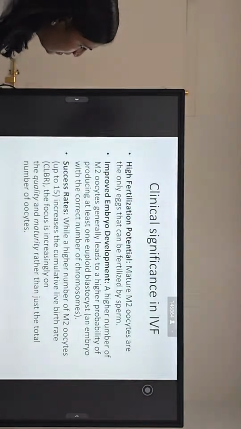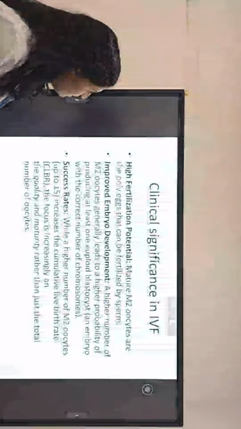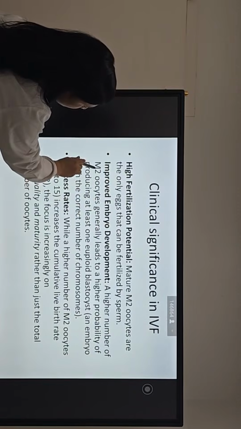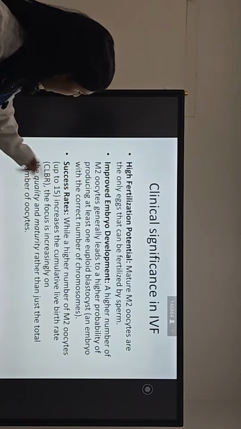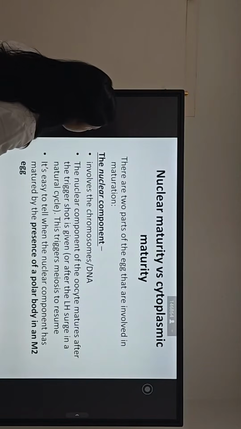Now, what is the clinical significance of this M2 oocyte in IVF? This is the oocyte which has a higher fertilization potential, improved embryo development and higher success rate.